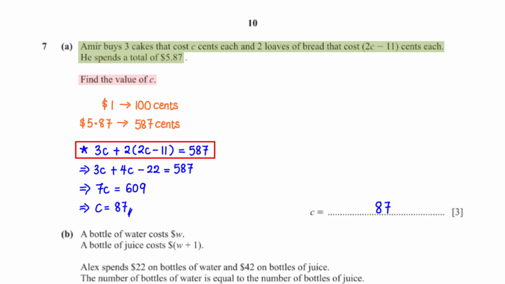When we expand the brackets, 2 times 2C is 4C. 2 times negative 11 is negative 22. When we group like terms, this is what we have. When we divide both sides by 7, we get C equals 87.